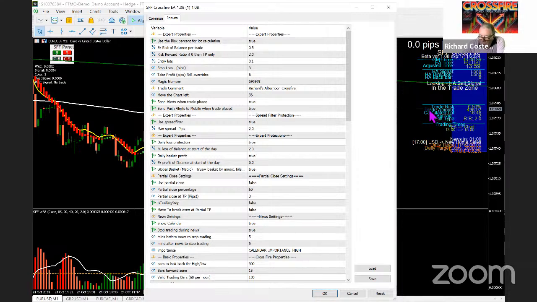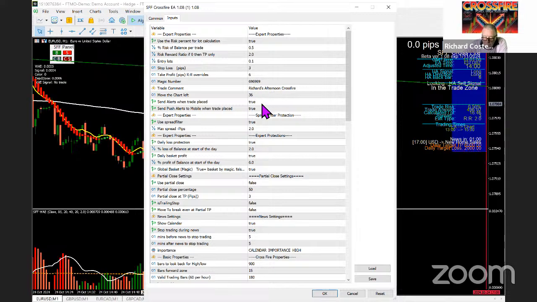And the other thing it's showing me is that there's further news in 1 hour. So that will be 3 o'clock my time. So I'm risking 0.5%. I want to make 1 to 2, 3 pip stop loss, 6 pip take profit. That's the magic number for these 4 pairs.